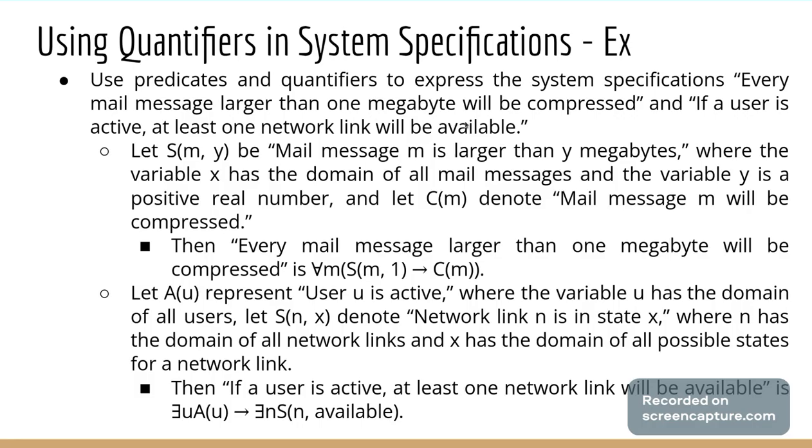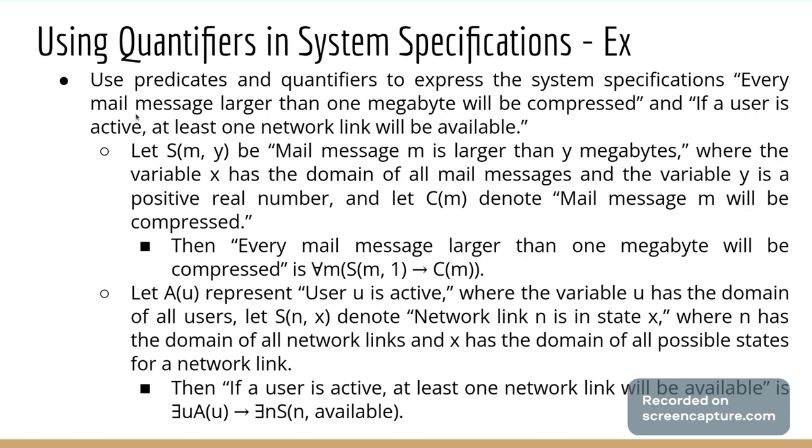So we have a conditional statement. Look at the statement over here. Look at the arrow, please. For all M, where M is all mail messages, S of M comma 1, if the message is greater than 1, it implies that the message is compressed, C of M. Okay. Similarly, do for the second statement.